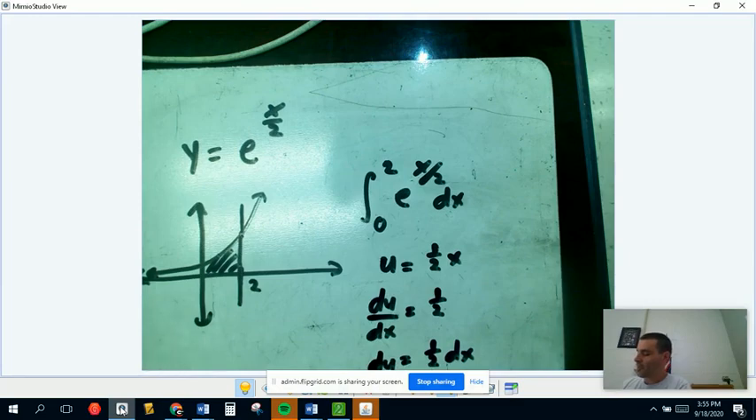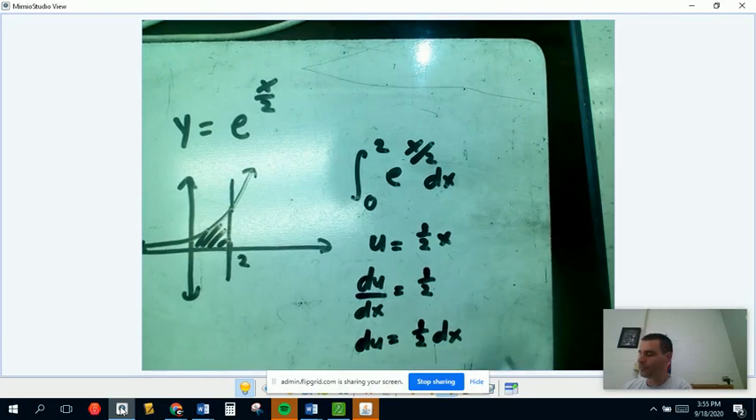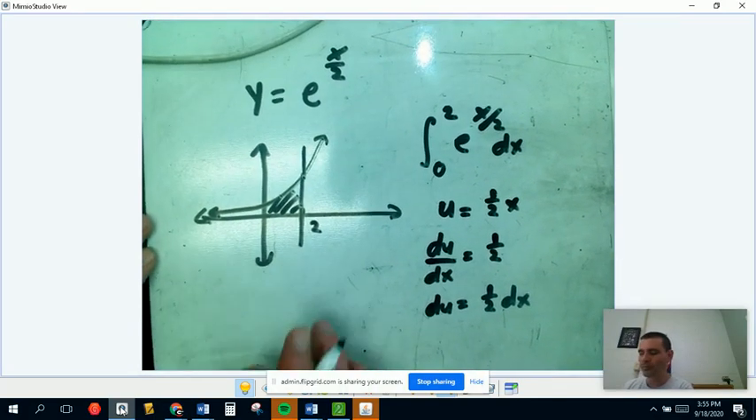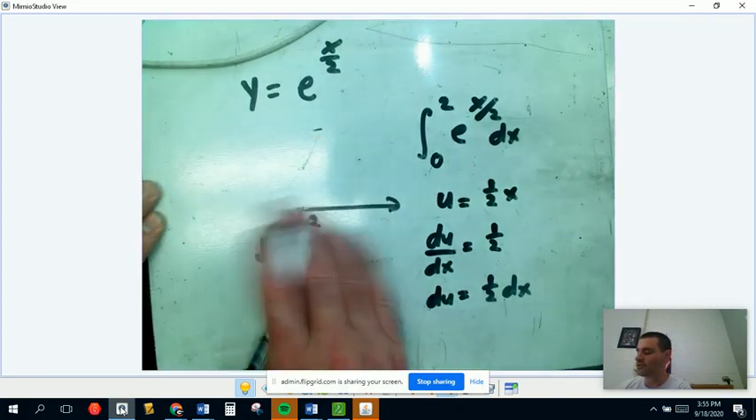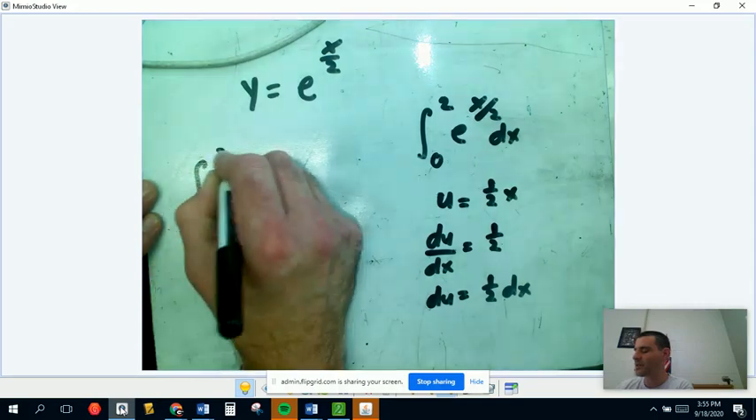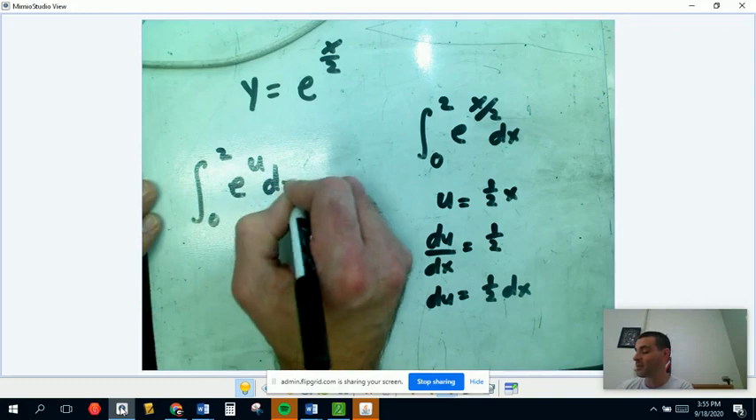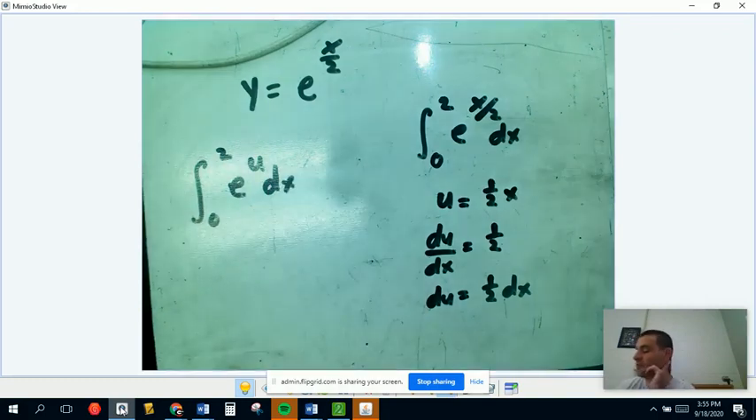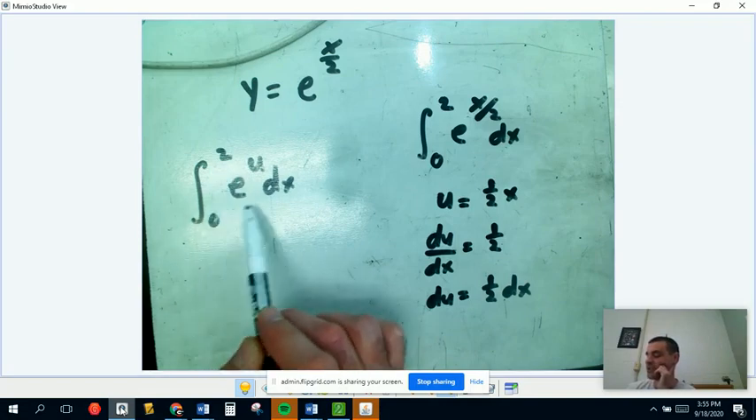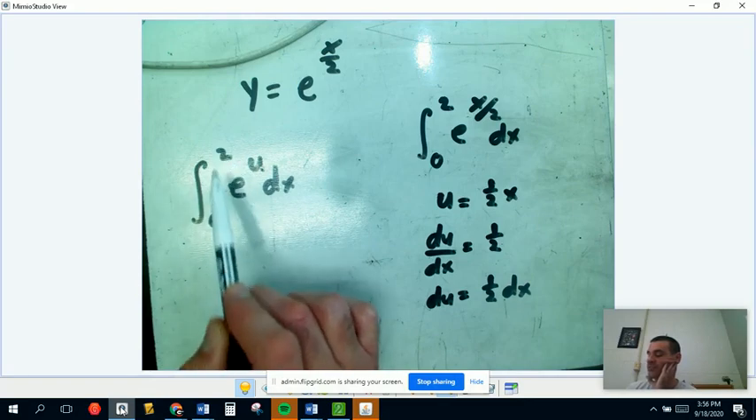So we can take this integral, and I'm going to write it down here. I'm just going to erase this, just to have some room. So I'm going to write it as e now to the u power dx. But since I'm changing things over to u, I need to change my limits here. We've got to fix this dx also. Let's go ahead and fix these limits.